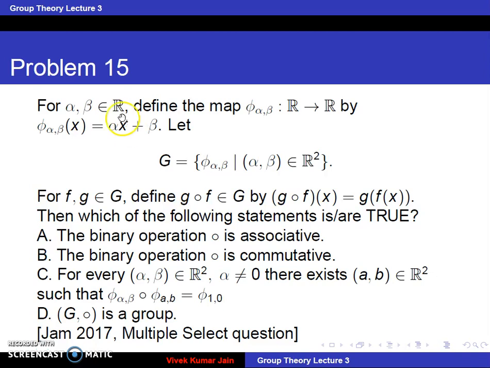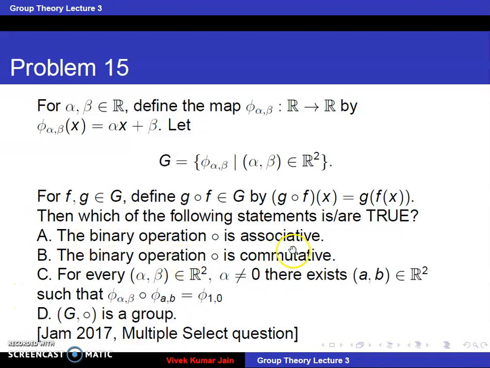Now problem number 15. Alpha, beta belong to R. Define a map phi_alpha,beta from R to R by phi_alpha,beta of x equal to alpha x plus beta. Let G be the set of phi_alpha,beta such that (alpha, beta) belongs to R^2. For f, g in G, define composition f composed with g in G by (f∘g)(x) equal to f(x) with g applied on f(x). Then which of the following statements are true? More than one statement may be true out of these 4.